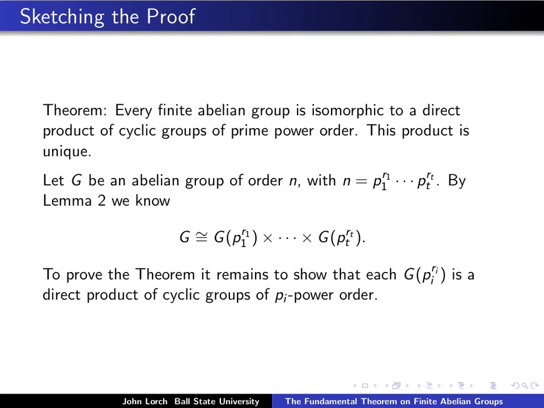So how do we prove it? Well, start with an abelian group G of order n, and then write the prime factorization of n, where we go into prime powers. So here, all of the p1 through pt, these primes, are distinct primes.